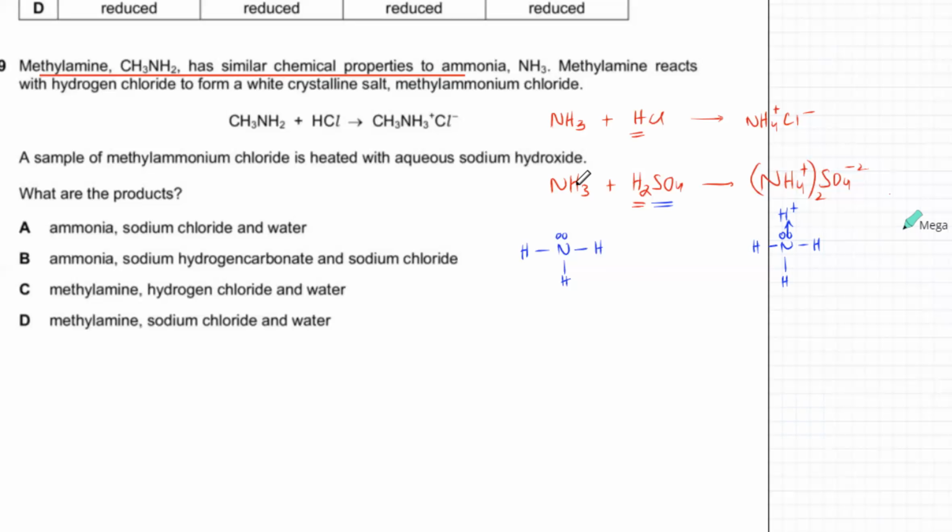This one is behaving as a base because it is accepting H plus 1 ions. NH3 turns into NH4 plus 1. It did the same thing over there as well. NH3 turned into NH4 plus 1. And where did the H plus 1 come from? It came from the acid. Is that clear, this one?